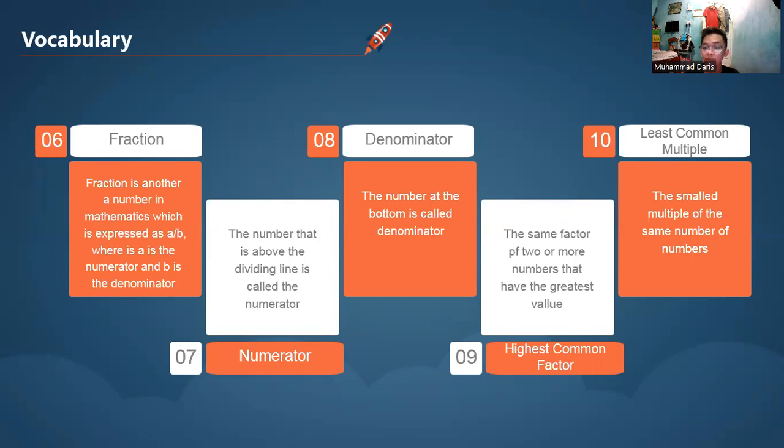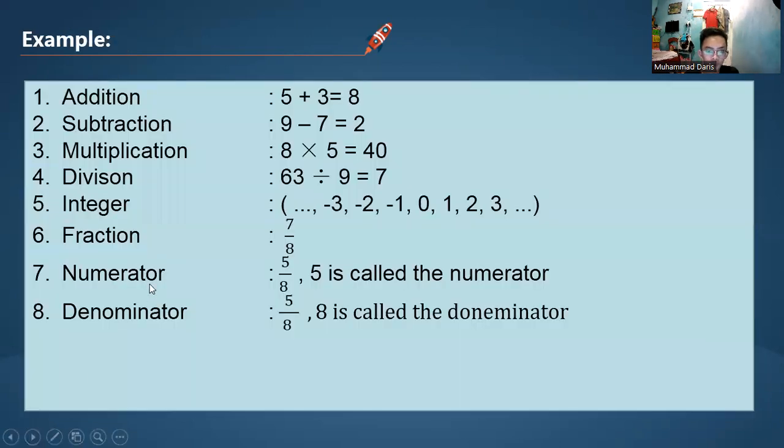Nine, highest common factor. The same factor of two or more numbers that has the greatest value is the highest common factor, or in bahasa is faktor persekutuan terbesar. Ten, least common multiple, or in bahasa is faktor persekutuan terkecil, the smallest multiple of the same of a number. Okay. Next, there are 10 examples for this.